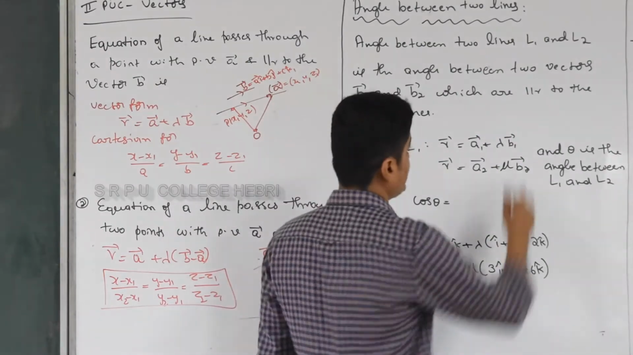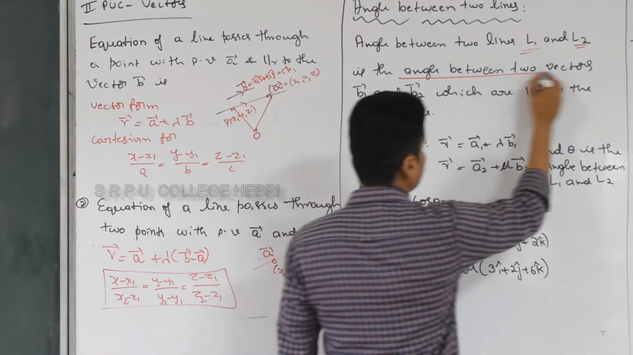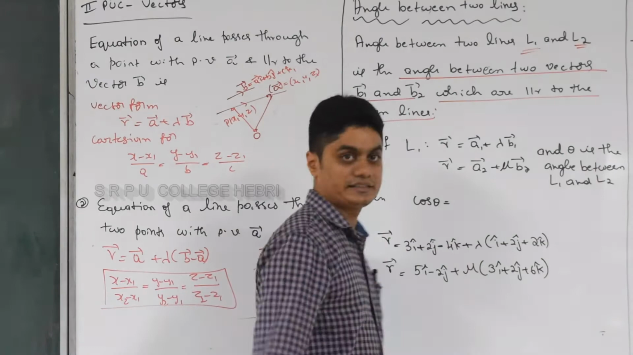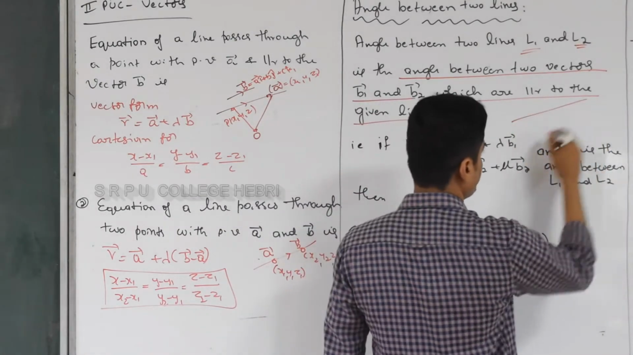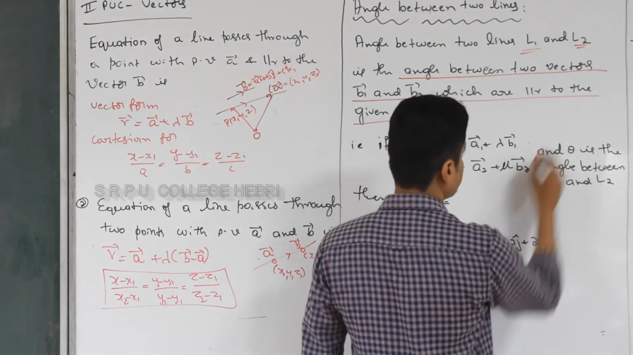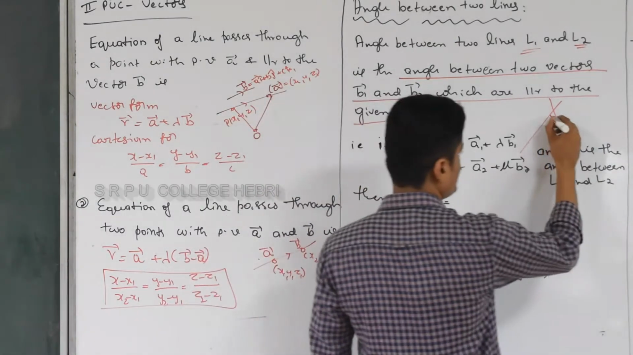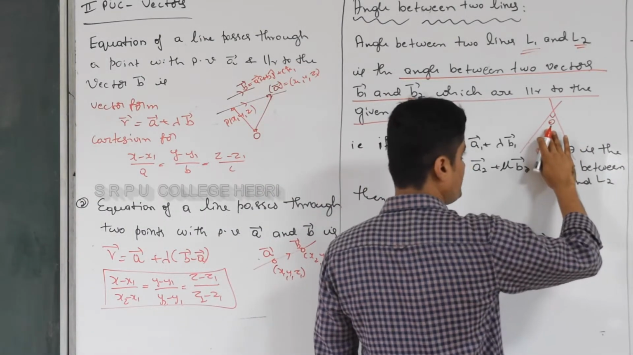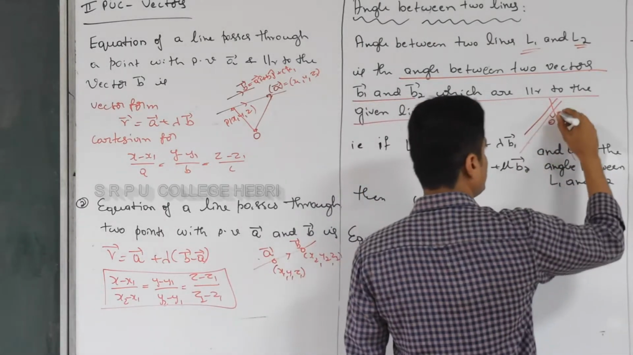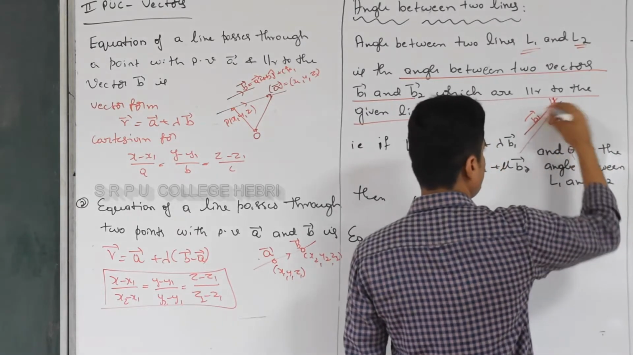The angle between two straight lines L1 and L2 is the angle between, observe this sentence, the vectors b1 and b2 which are parallel to the given lines. Suppose you want to find the angle between these two lines; they should intersect first of all. We want to find the angle between these two lines, that is theta. Then finding the angle between two straight lines in space is equivalent to finding the angle between the two vectors which are parallel to the respective lines. So this is b1, this is b2.